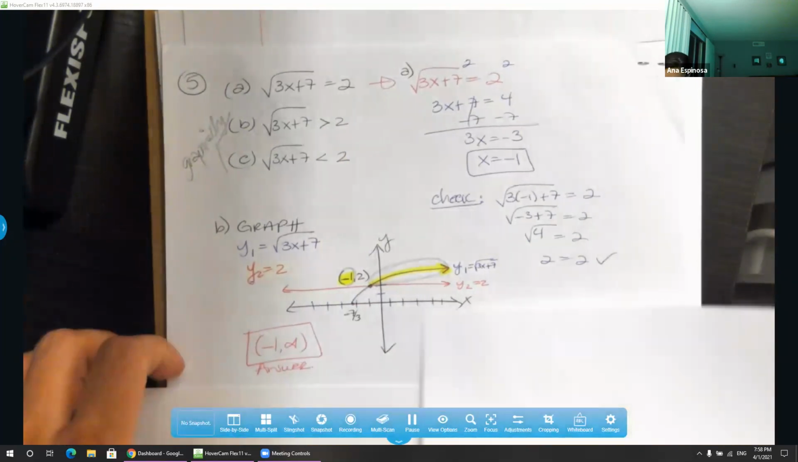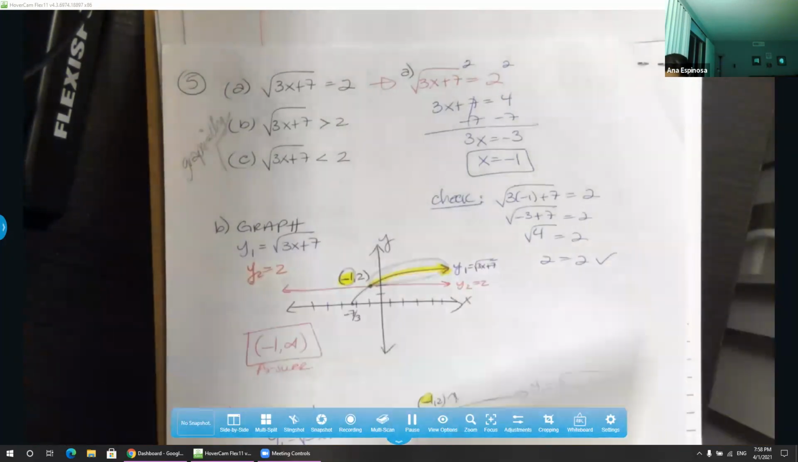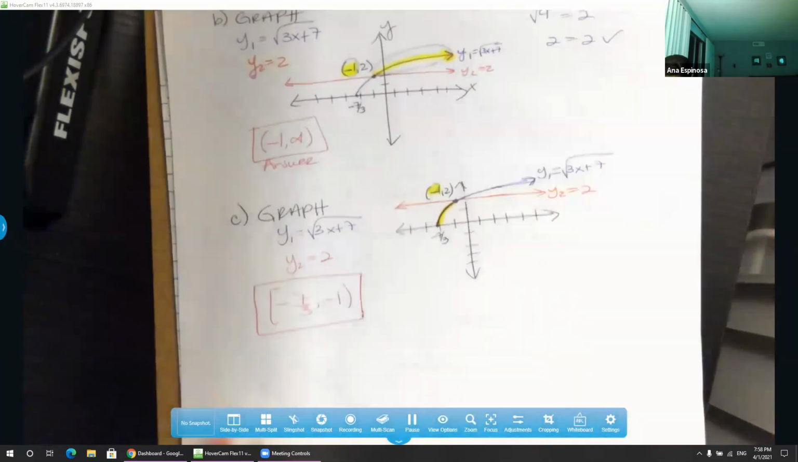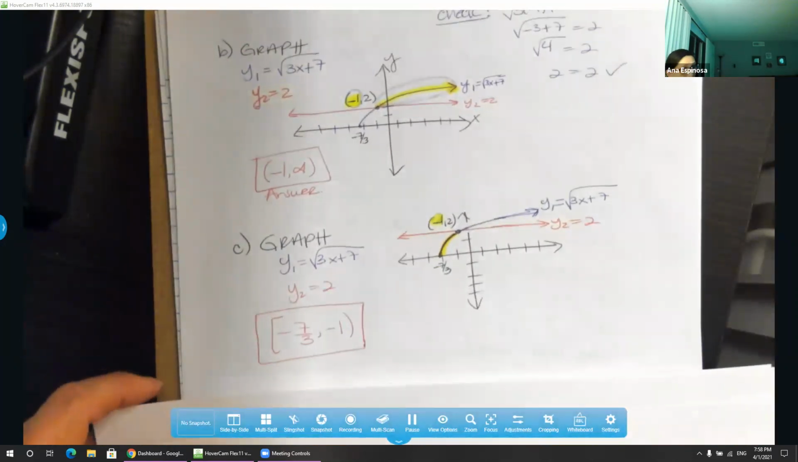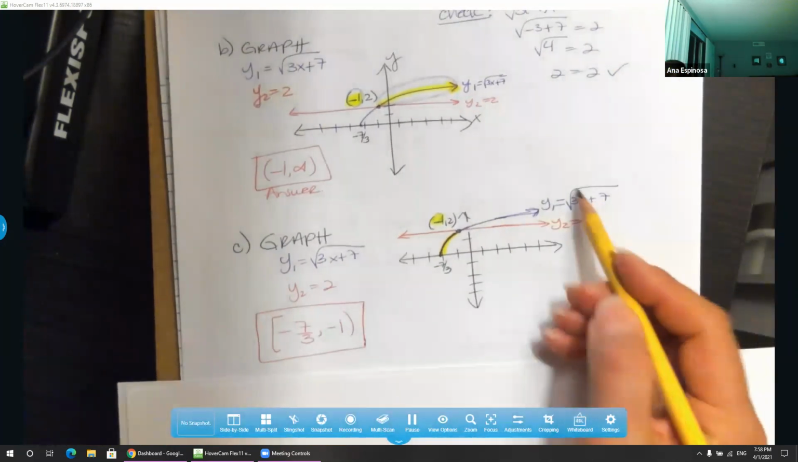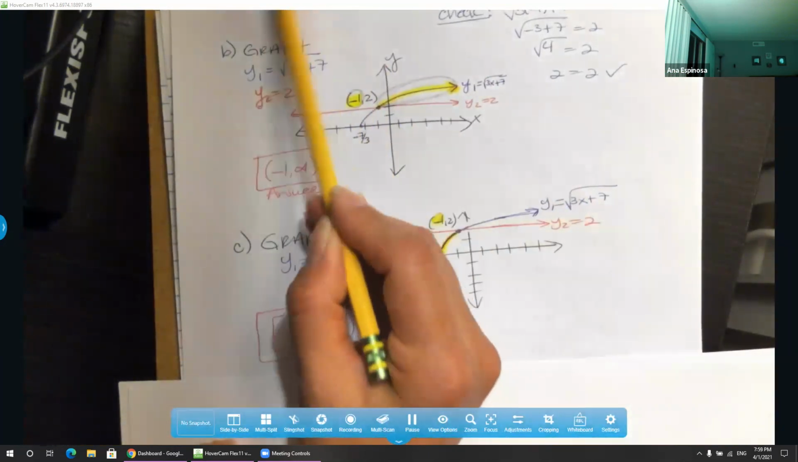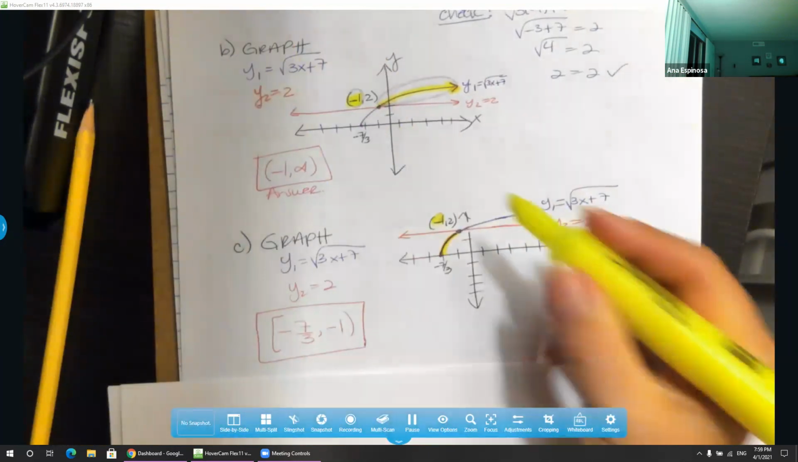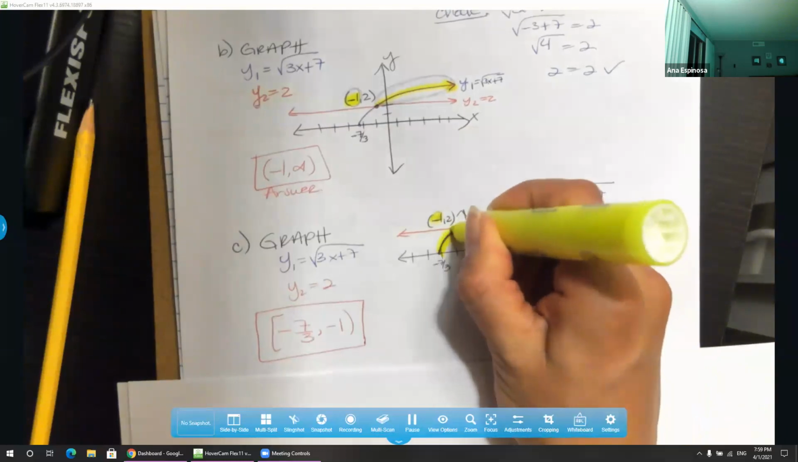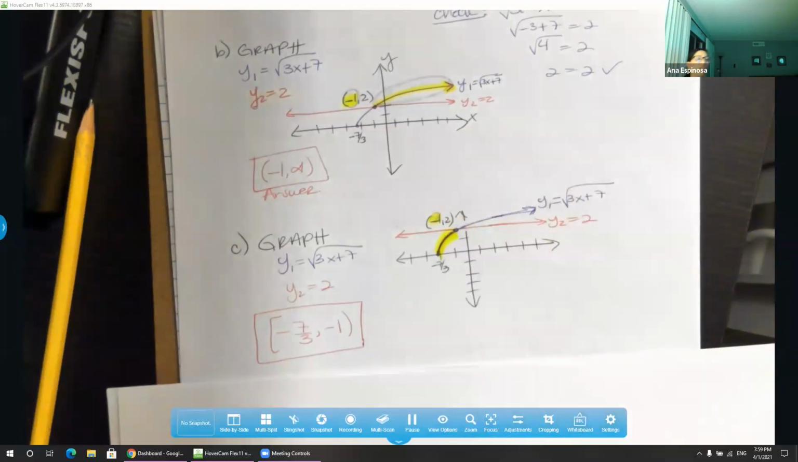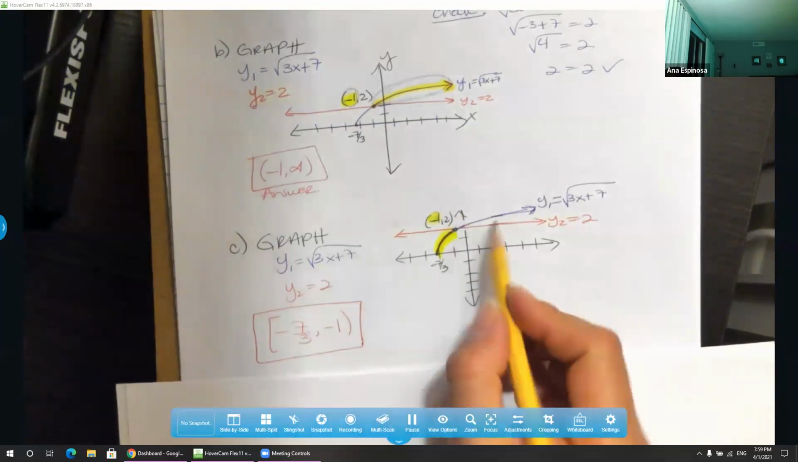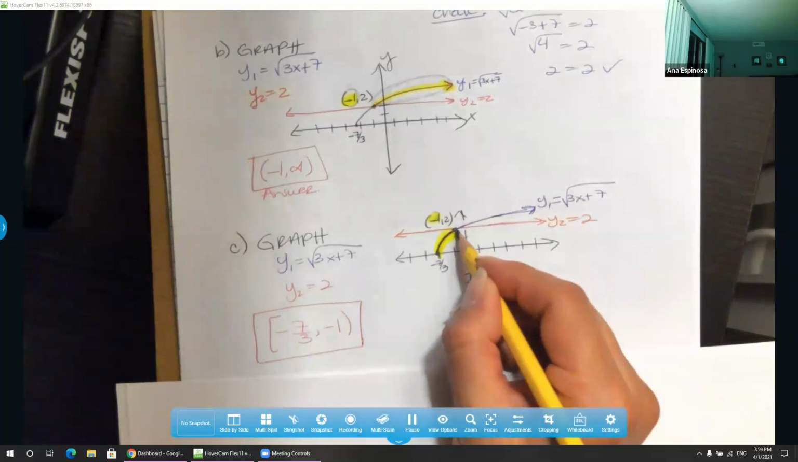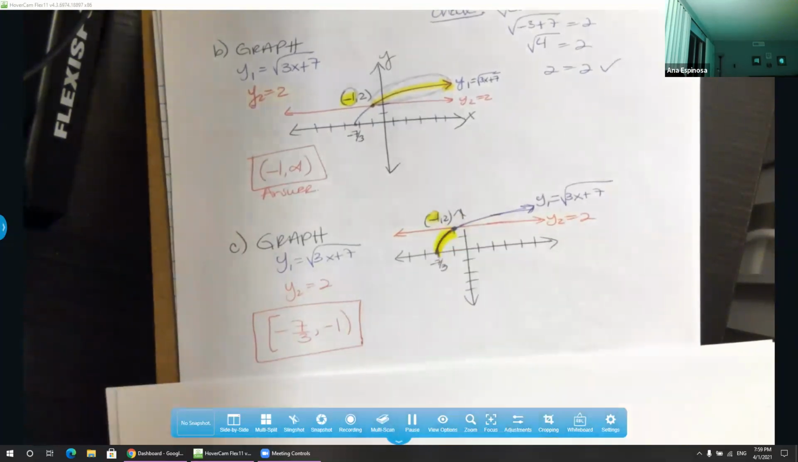All right, the last one is I copied the same graph again. All right, but this time I want to know where the radical is less than 2. So the less than 2 is just this piece right here. So your job is to give me between what x values do we have that piece? X values, not y values. It is not 0. It is from this x value to the -1 that we had before.